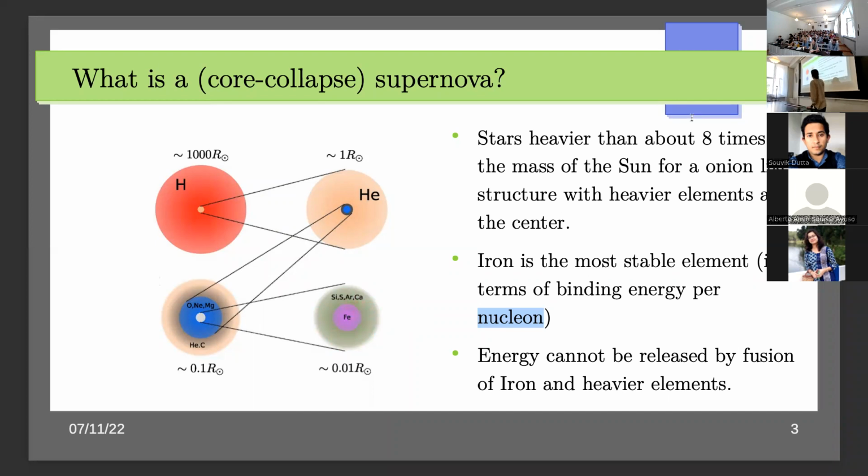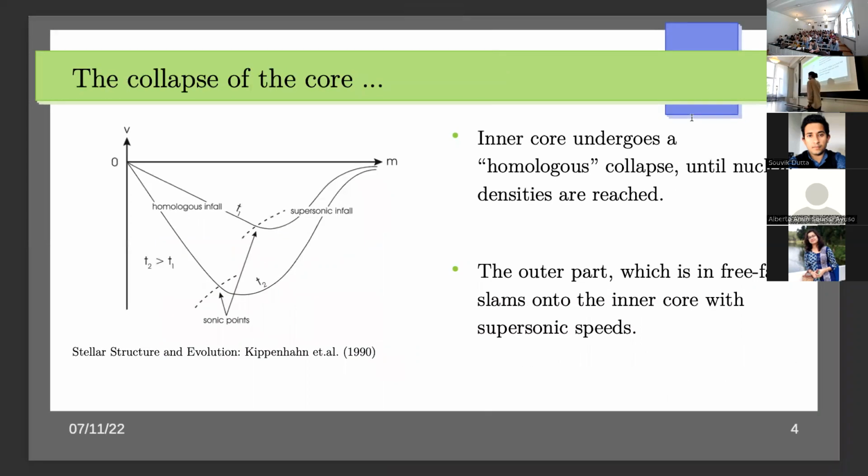Because of that, when the contraction of the iron core starts, there's nothing to stop it. And the core starts collapsing. Now, the way the core collapses is that the inner part of the core undergoes a homologous infall. What that means is that the inner part of the core shrinks as one object with the infall velocity proportional to radius, as you can see here. And the size of the inner core is quite universal. The outer part of the core is not aware of what is happening inside.